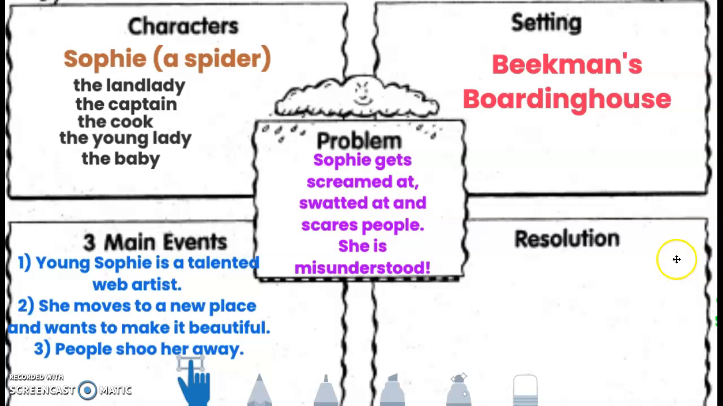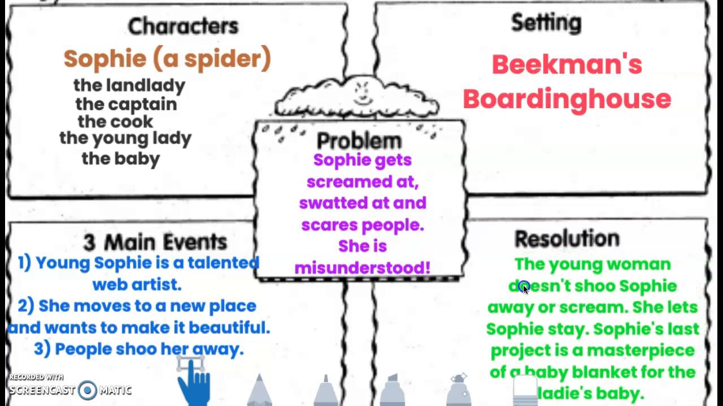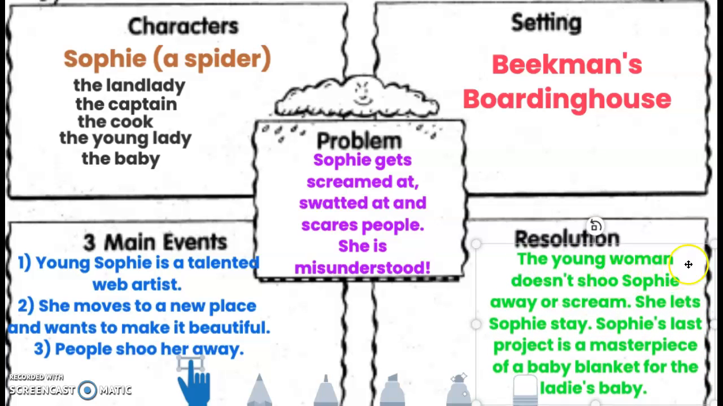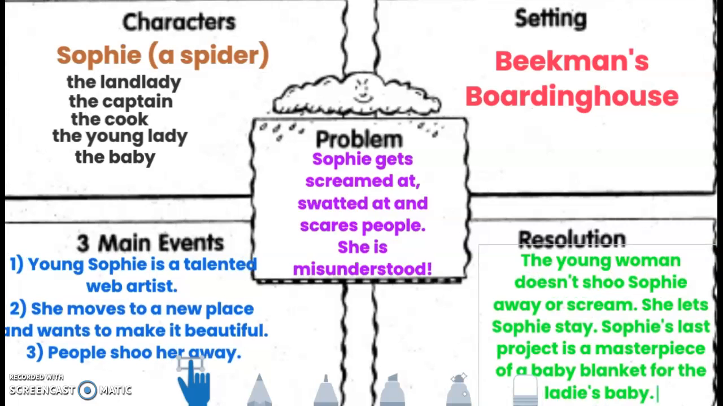So then what is the resolution? That is a fancy way of saying how the problem gets solved, okay? Some people also call it the solution. So the solution to the problem, or the resolution of the story, is what happens that makes the problem be solved. So in this story, the young woman doesn't shoo Sophie away or scream. She lets Sophie stay. Sophie's last project is a masterpiece of a baby blanket for the lady's baby.